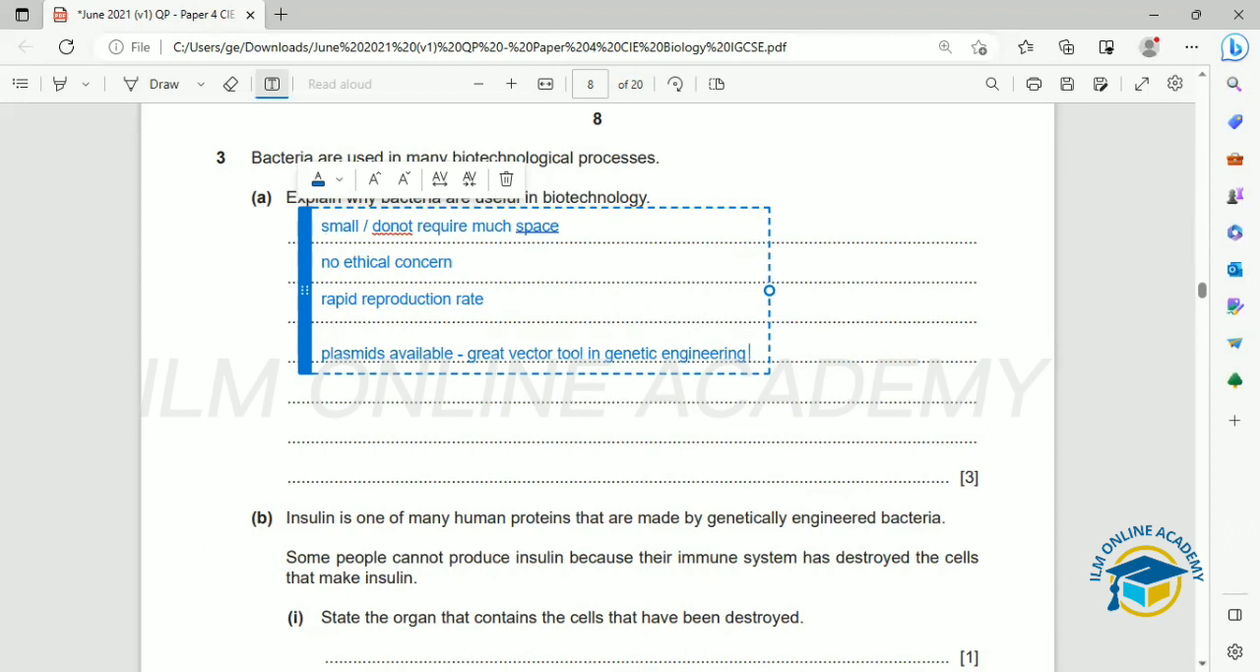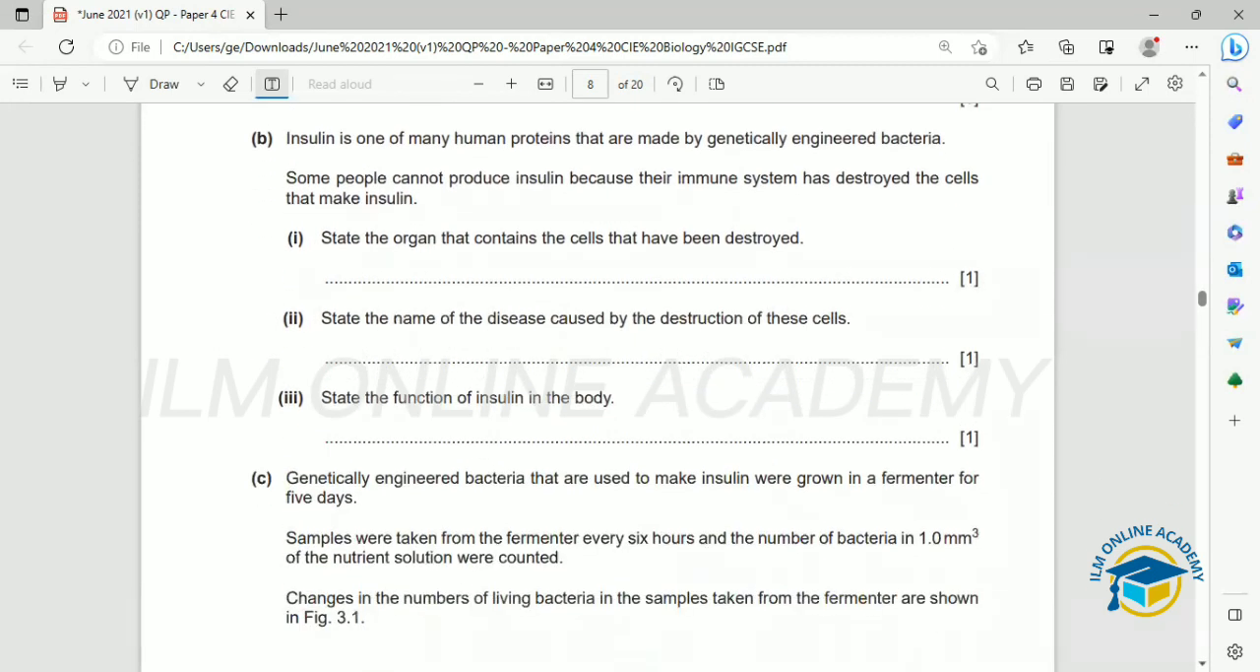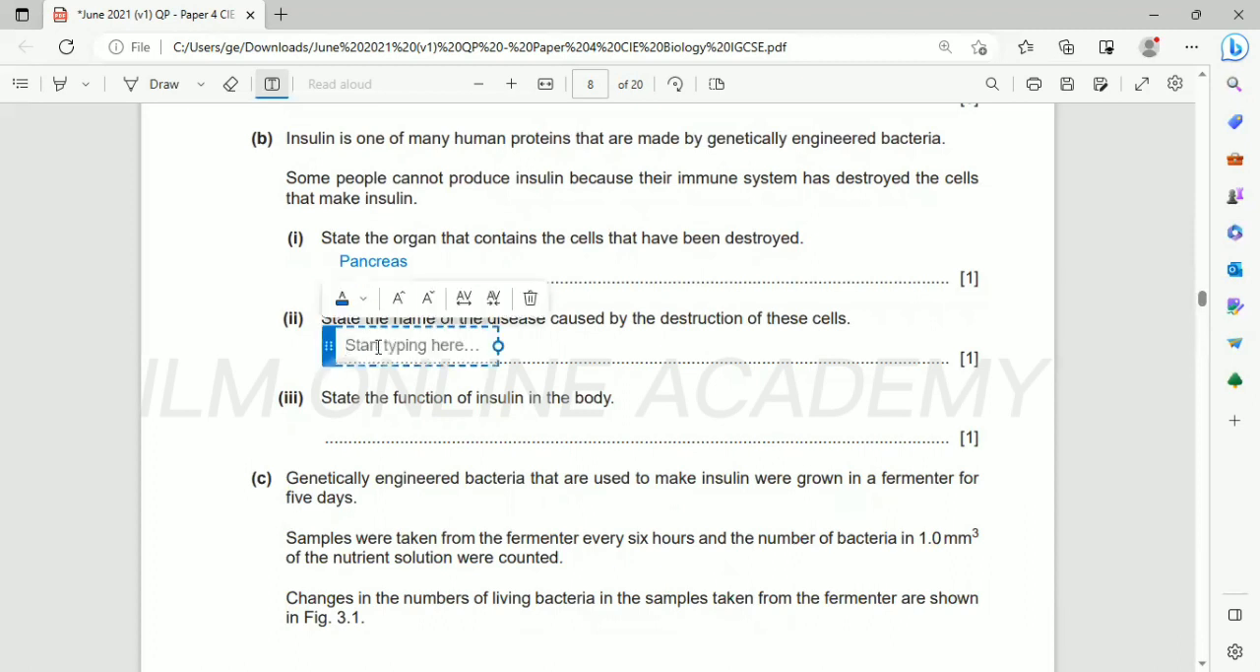Okay, then insulin is one of many human proteins that are made by genetically engineered bacteria. Some people cannot produce insulin because their immune system has destroyed the cells that make insulin. Now we need to state the organ that contains the cells that have been destroyed. That organ would be the pancreas. The pancreas is the organ that produces the hormones which regulate the blood sugar level, and those hormones are insulin and glucagon. So the cells in the pancreas would be destroyed that way. And state the name of the disease caused by destruction of these cells. That is type 1 diabetes.